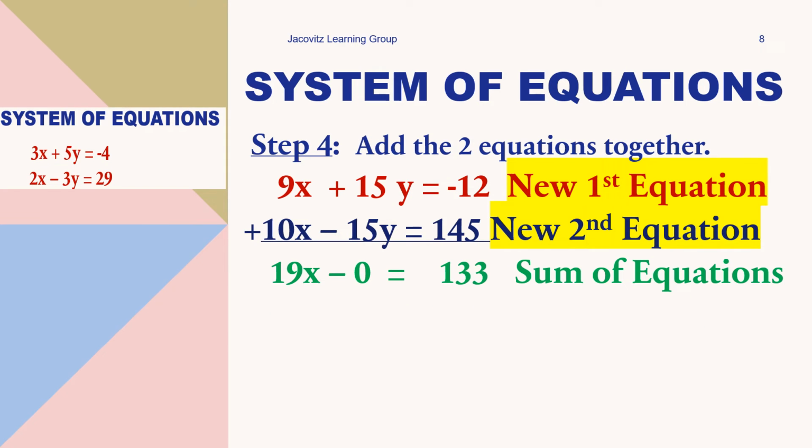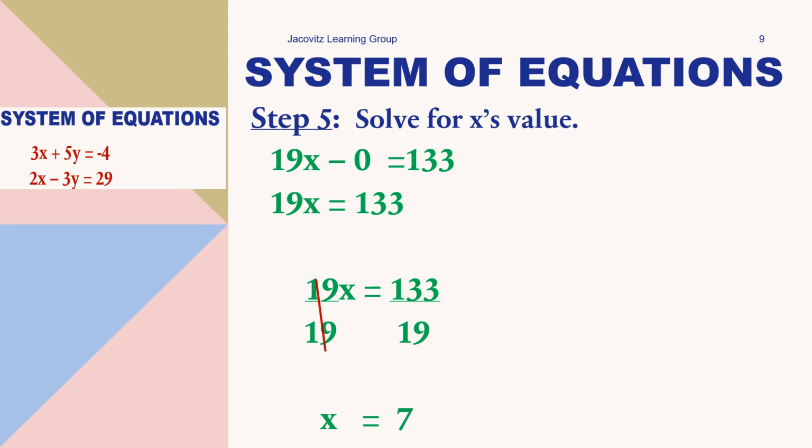So here it is in the next equation, the new equation right here for you. 19x equals 133. Now you're simply solving for the value of x. When you solve for x, you divide both sides by 19. It divides out evenly, and x equals 7.